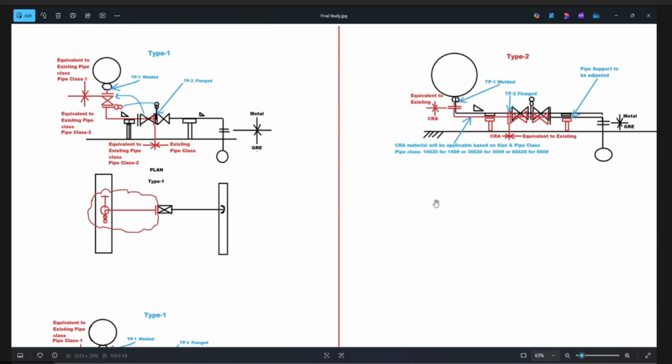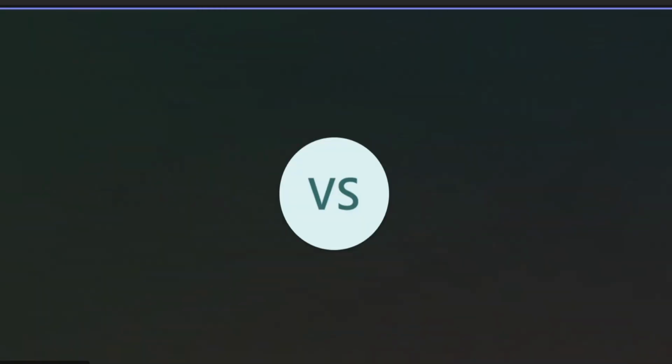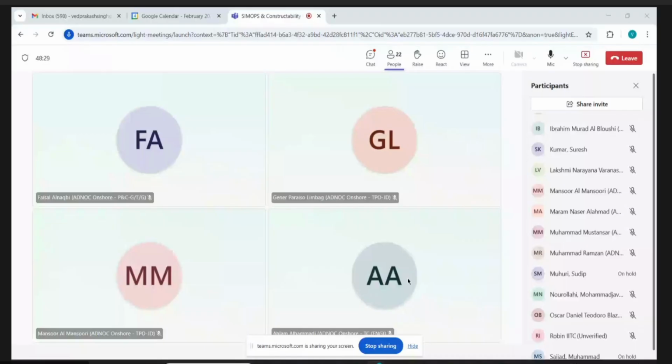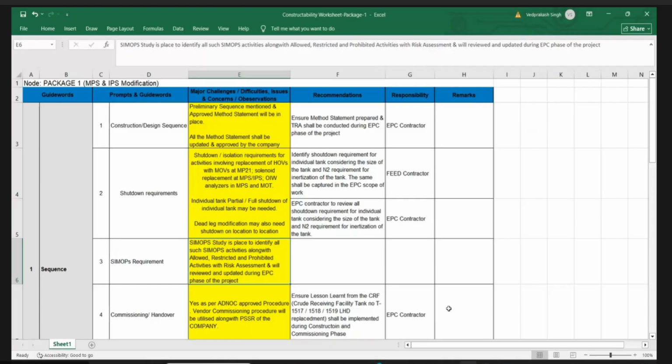Okay, guys. So other than dead leg and valve replacement and other automation jobs, you don't need shutdown, right? Other automation job? Santosh? No, for HOV to MOV shutdown is required.